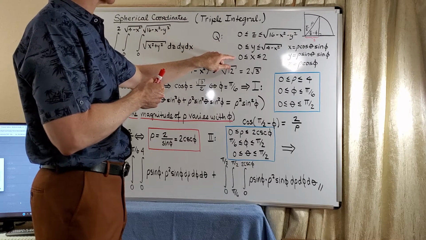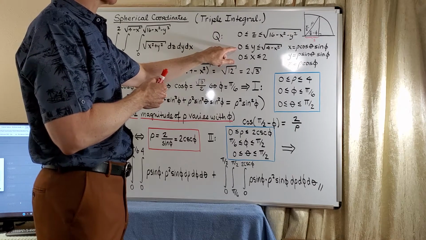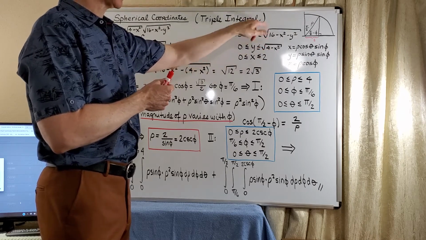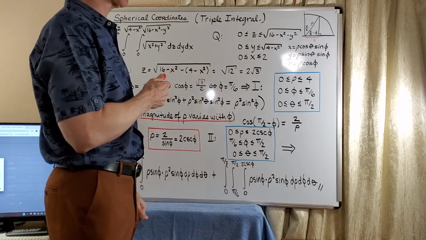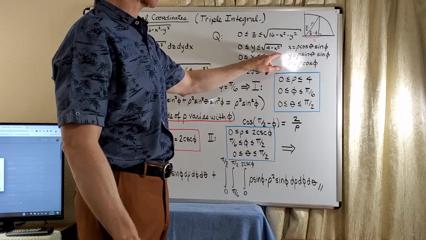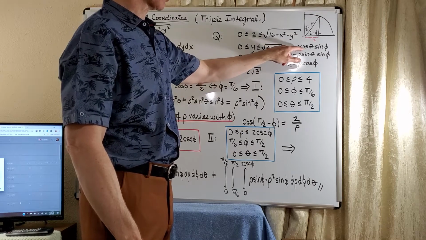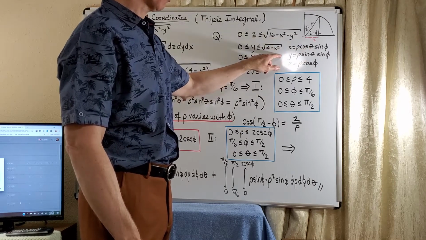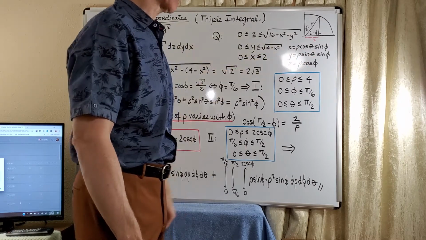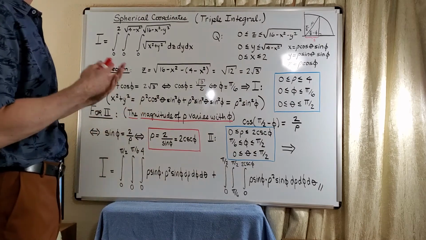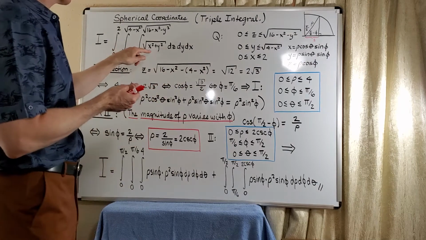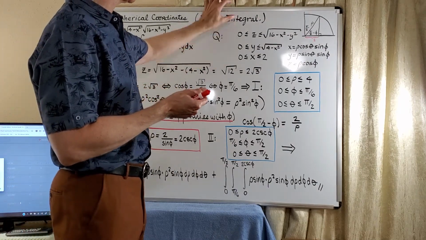That is, x runs from 0 to 2, y runs from 0 to the square root of 4 minus x squared, and z runs from 0 to the hemisphere, basically, the square root of 16 minus x squared minus y squared. And I'm reminding you here about the Cartesian equivalence. That is, x is rho cosine theta sine phi, y is rho sine theta sine phi, and z is rho cosine phi.